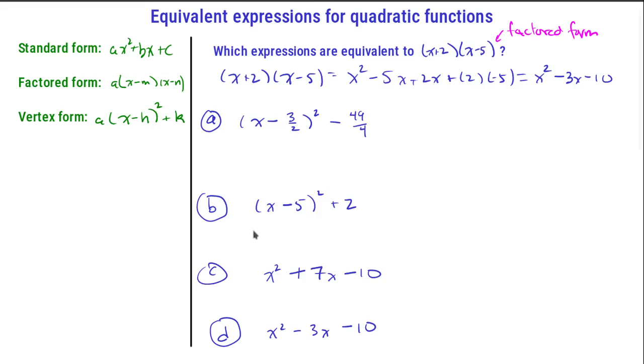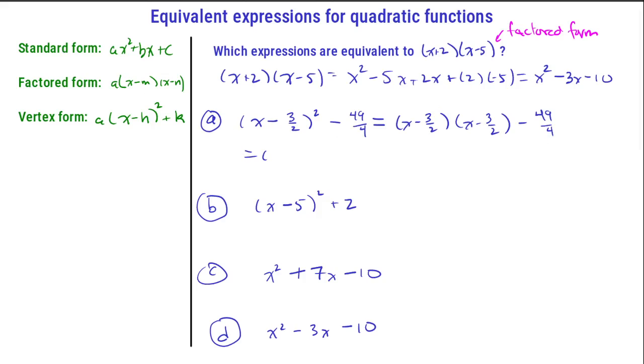Let's see if any of these four answer choices have that standard form. So the first one is in vertex form. We're going to convert it to standard form rather than completing the square on our original expression and putting that in vertex form to compare. So we're going to FOIL here: (x - 3/2) squared minus 49/4. Sorry, I didn't actually change that. I meant to expand it. So (x - 3/2) times (x - 3/2), that's the same thing as (x - 3/2) squared, minus 49/4.